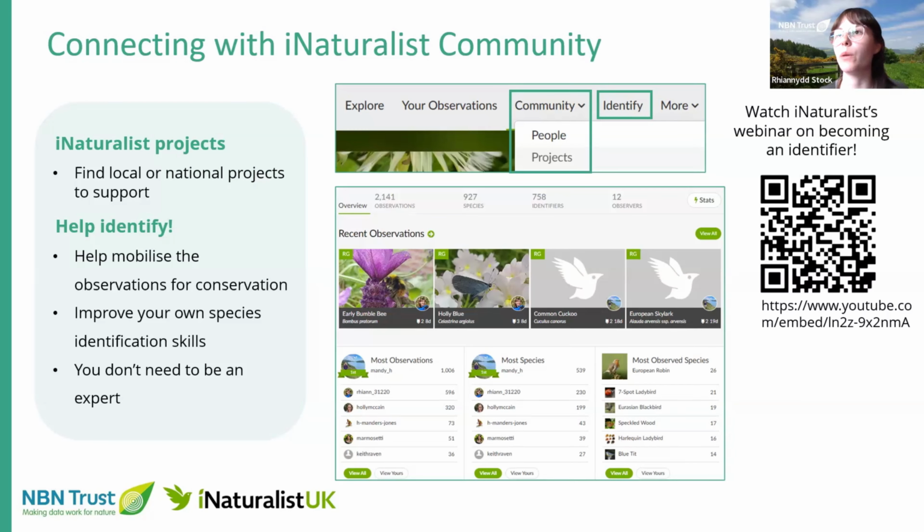iNaturalist ran a webinar and was pushing this a month or so ago. So there's this QR on the screen, or the link, to a webinar that iNaturalist ran on becoming an identifier, and they highlight how you don't have to be an expert. Some people might upload observations without any identification, and this makes it trickier for those that help with identifications, or are experts, to find those records. So it might be that it's a bird and someone's left it as just unknown. But you can go in and say, oh, I know that this is a bird, and it helps other people find it. So you're still helping to contribute.